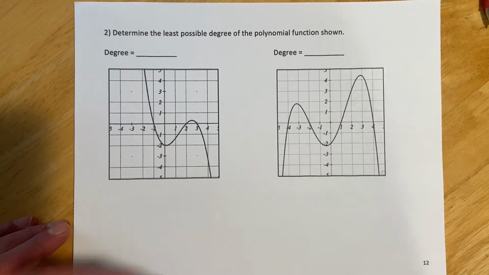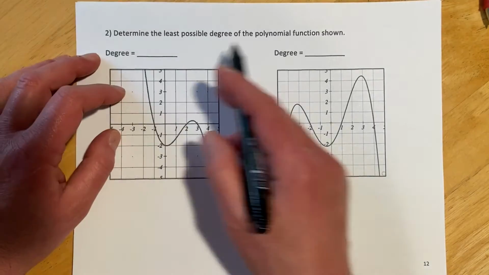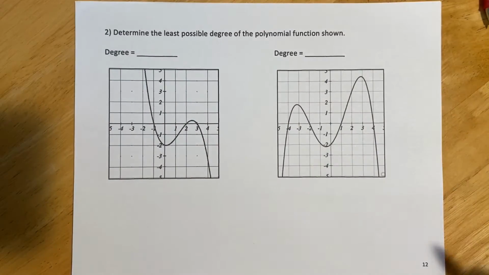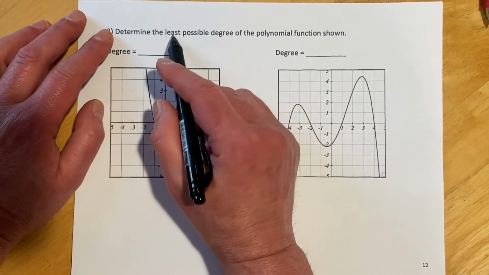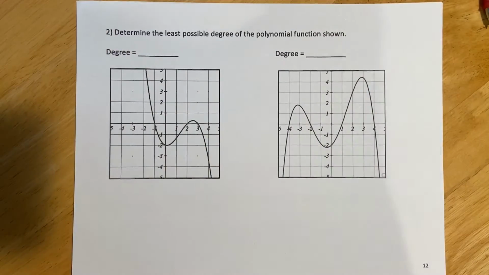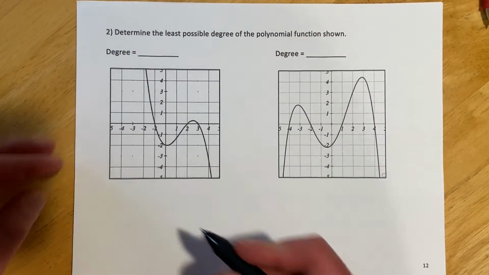That would actually just have 1 zero. So when we're talking about the number of zeros, remember that's a maximum. So here they're saying what's the least possible degree, so that's just going to be 1 more than the number of turning points we see.